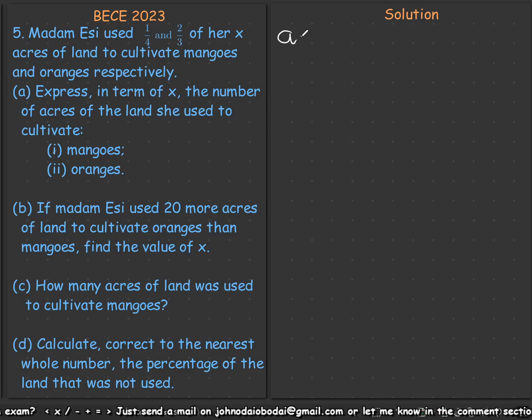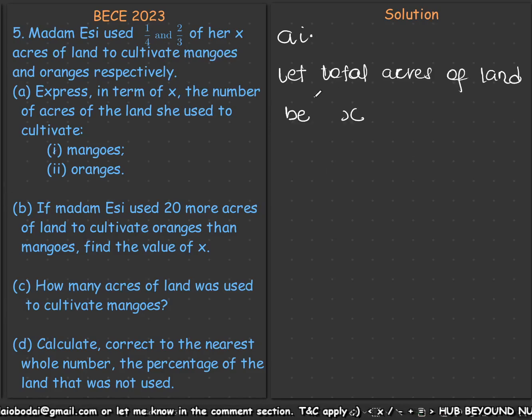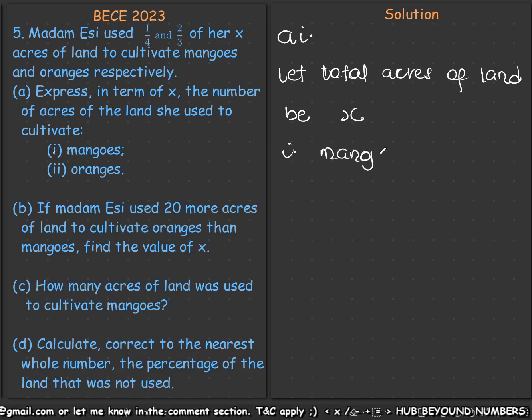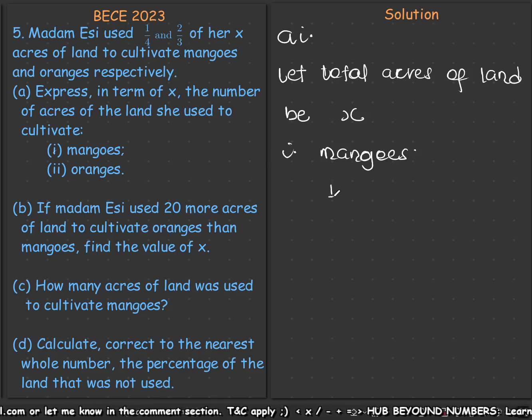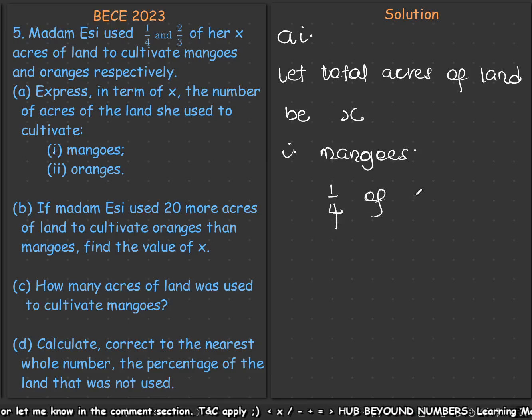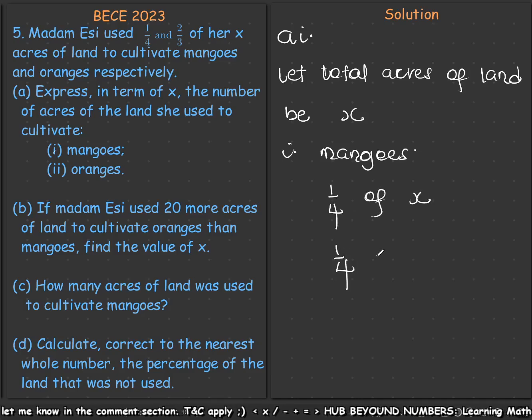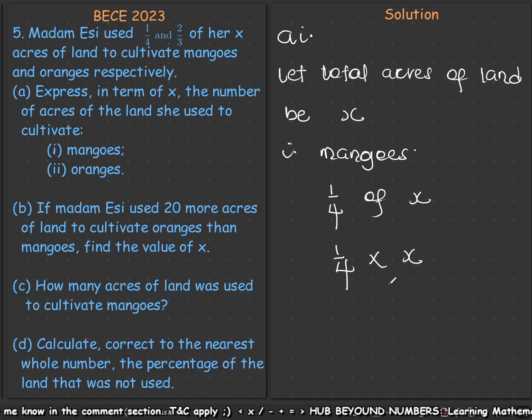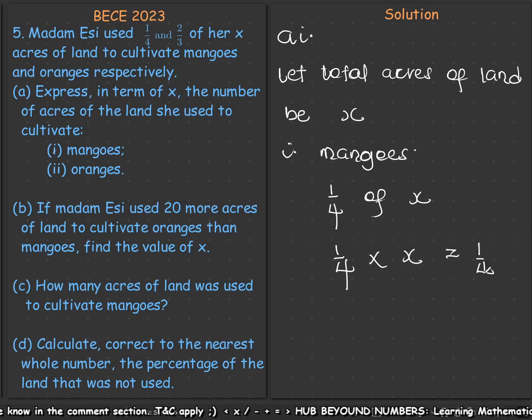So for part A, we know that the total acres of land is X. So we write, let the total acres of land be X. If the total acres of land is X, then for mangoes, it said 1/4 of X. 1/4 of means what? Multiplication. So of X gives us 1/4 times X, and it can be written as 1/4 X or X/4, as simple as that.